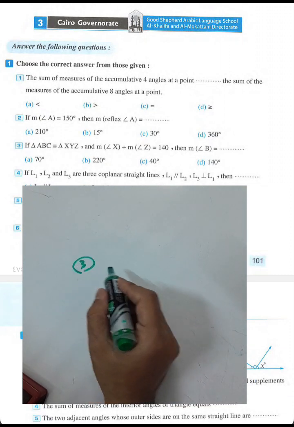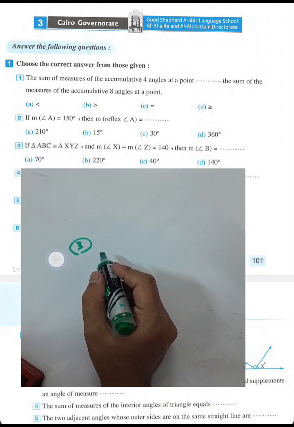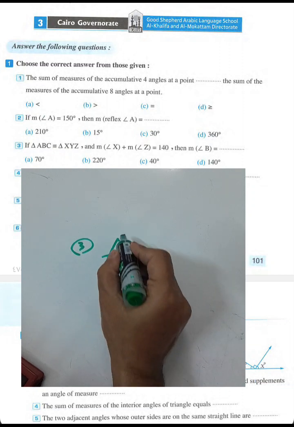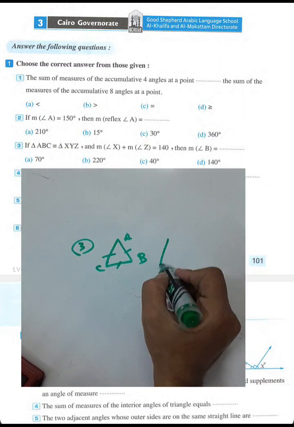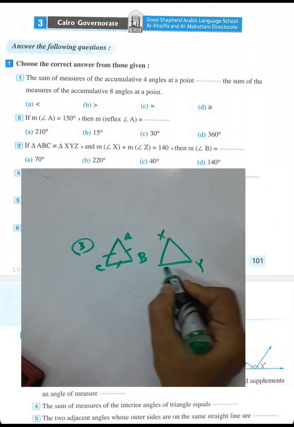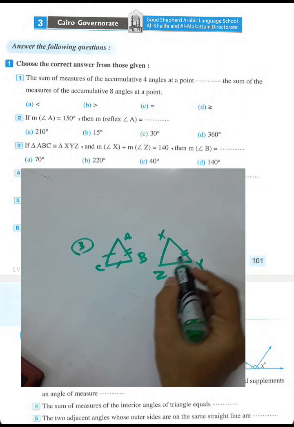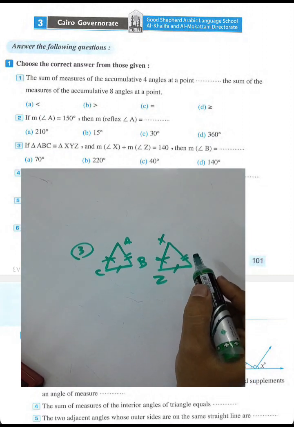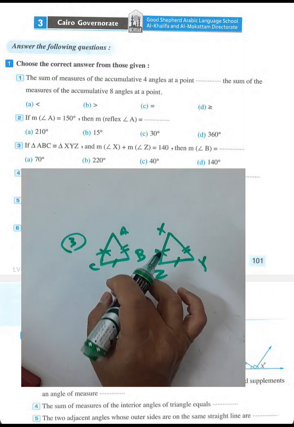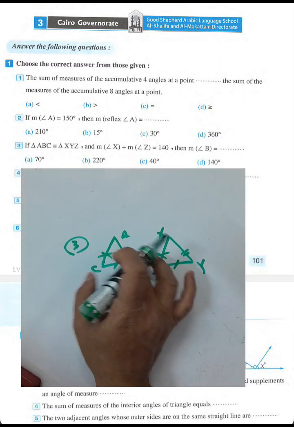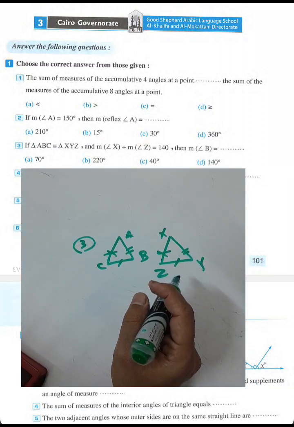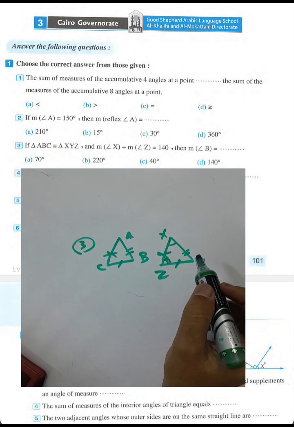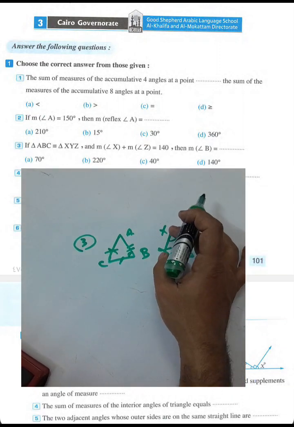Question number 3. If triangle ABC is congruent with triangle XYZ, and the measure of angle X plus the measure of angle Z equals 140, find the measure of angle B. We have triangle ABC congruent to triangle XYZ, then this side equals this side, ZY equals CB, and CA equals ZX. We know the sum of interior angles in any triangle equals 180. He gave the sum of the measures of angle X and angle Z, which is 140. Then we can find the measure of angle B by subtracting this result from 180.